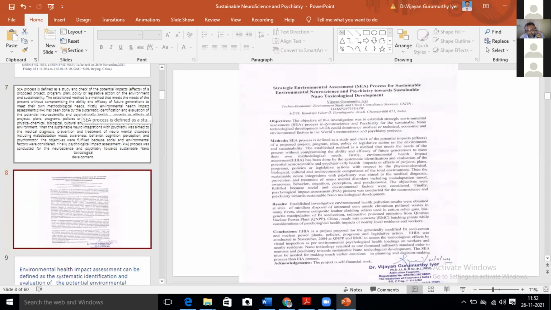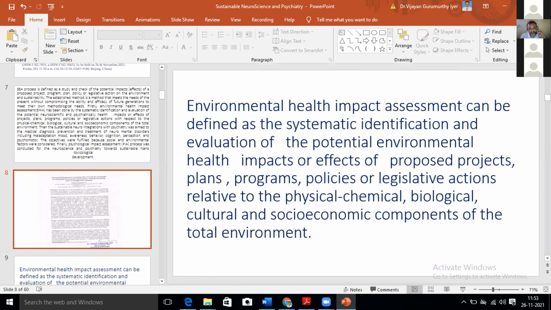So the objective of the investigation is to establish a strategic environmental assessment process in neuroscience and psychiatry for sustainable nanotoxicological development, which could balance medical, technical, economical and environmental factors in neuroscience and psychiatry projects, because this is a systematic identification and evaluation without compromising the ability of future generations to meet their own needs. One generation is equal to 30 years. So it is about the toxicological effects that could arise during psychiatric and neurological problems.